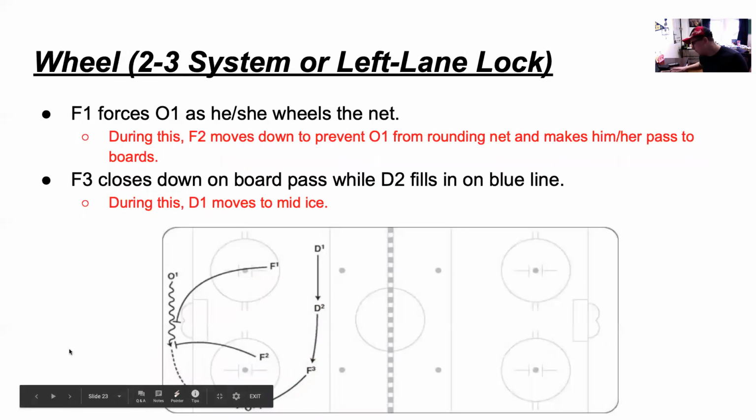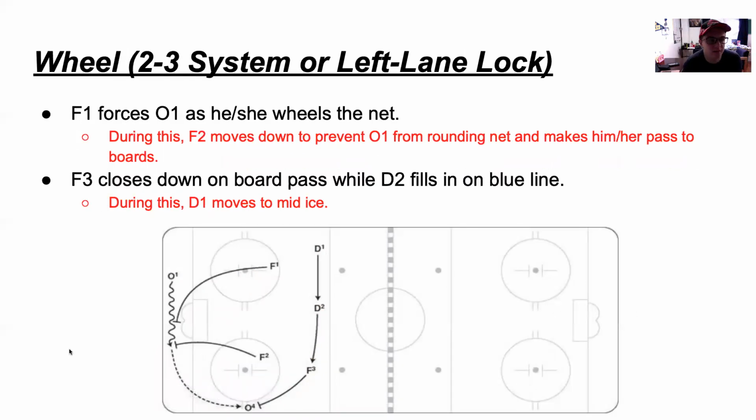Okay, now we have the wheel. So F1 forces O1 as he or she wheels to the net. And during this, F2 moves down to prevent O1 from rounding the net and making him or her pass to the boards. F3 closes down on the boards pass while D2 fills out the blue line. And during this, D1 moves to the mid-ice.